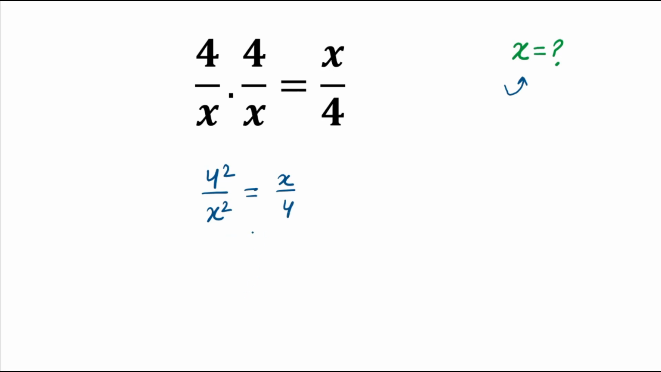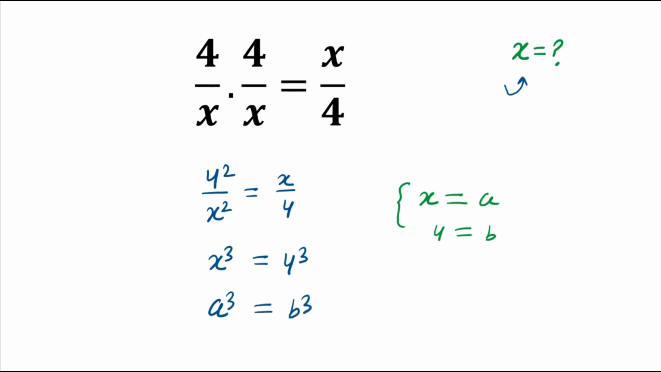Now here we will apply cross multiply, then x square is multiplied by x, then here x power 3, and this is equals to 4 square multiplied by 4, then you will get 4 power 3. Now here we will apply substitution, and if we substitute x is equals to a and 4 is equals to b, then this expression is a cube, this is equals to b cube.